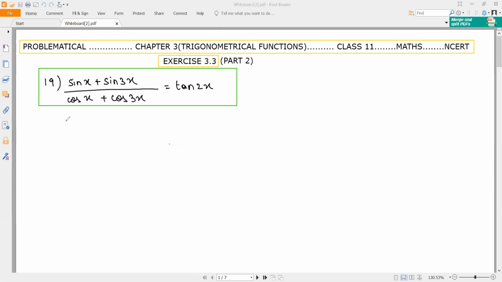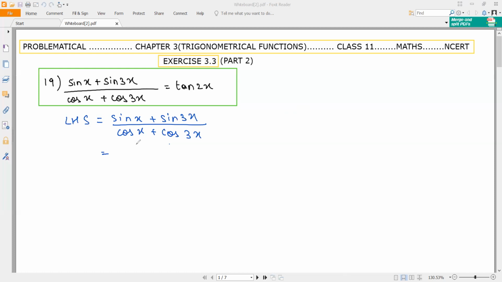In this question also the numerator is of the form sine A plus sine B upon cos A plus cos B. So your LHS is equal to sine x plus sine 3x upon cos x plus cos 3x. Now we know that sine A plus sine B. I'm directly applying the formula because the formulas have already been covered and you should have memorized it by now, but you can find it in your text.